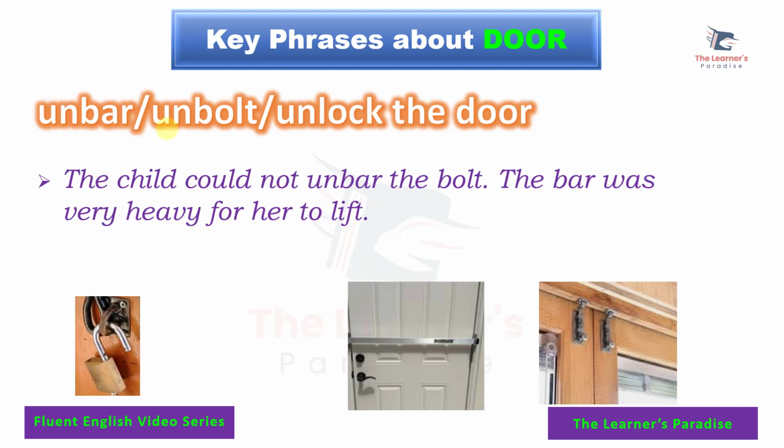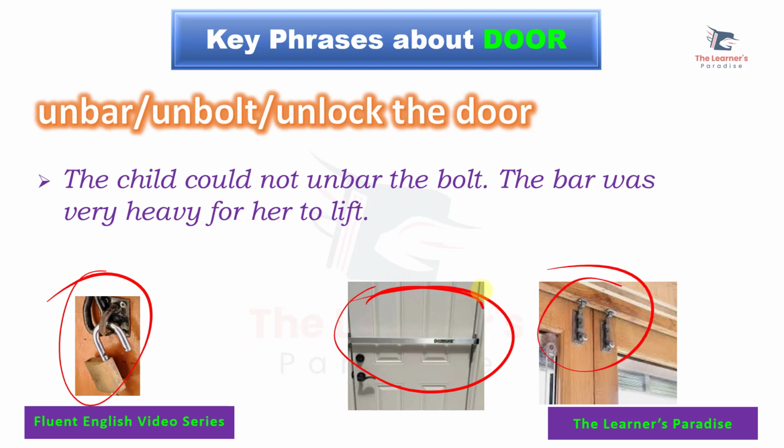Then we have unbar or unbolt or unlock the door. Unlock, when you open it using a key. Unbar is when you remove this bar and the door opens. And unbolt is when you open these bolts, right? Example sentence is, the child could not unbar the bolt. The bar was very heavy for her to lift. She could not lift this bar because this was very heavy.